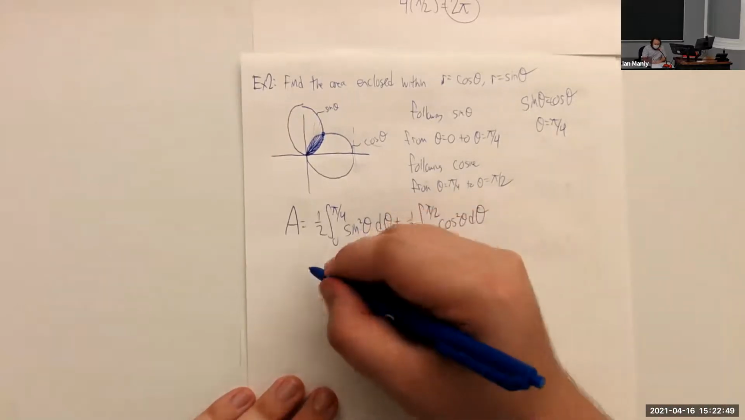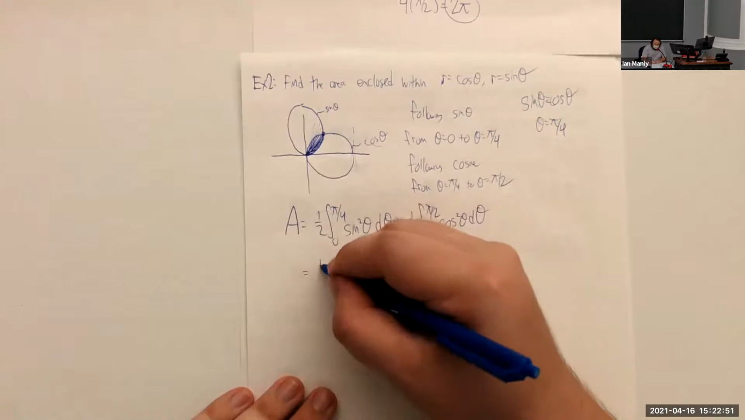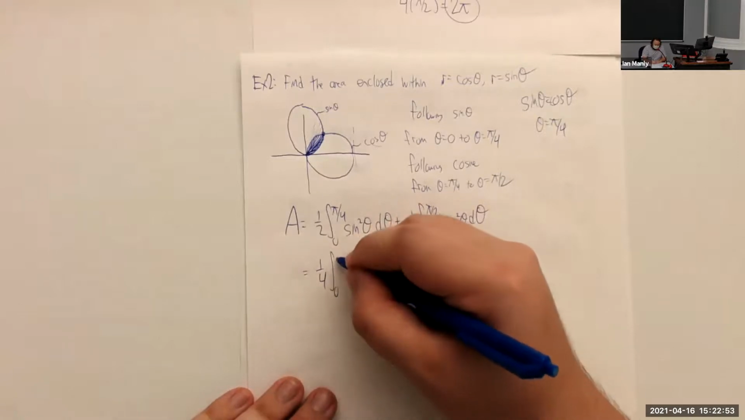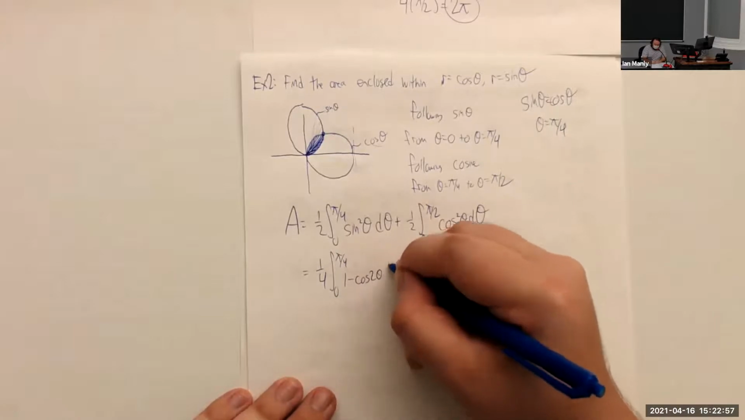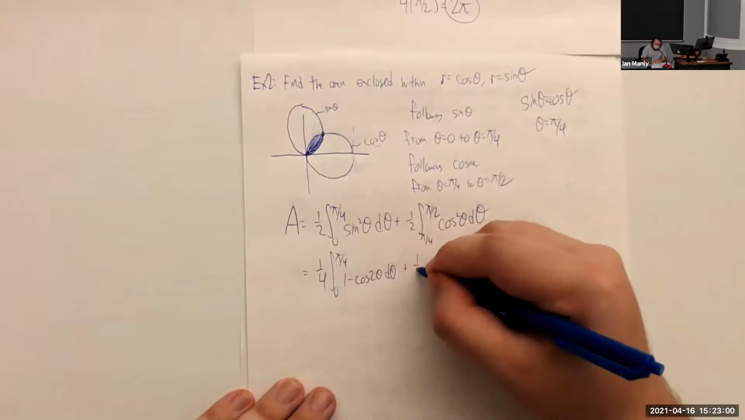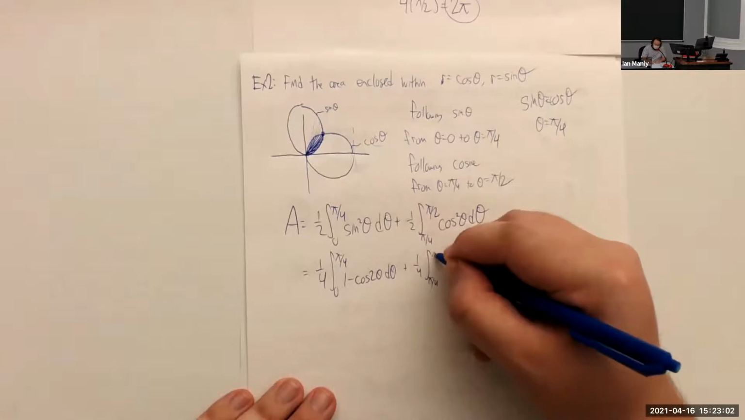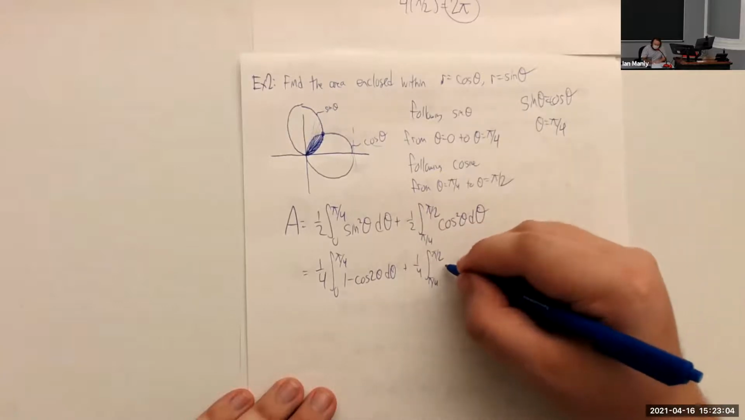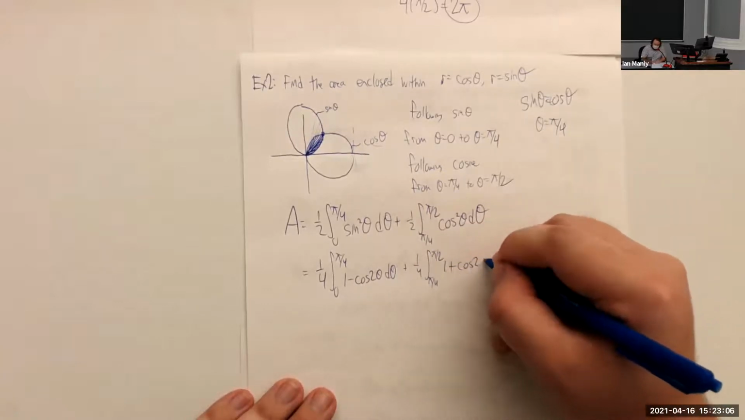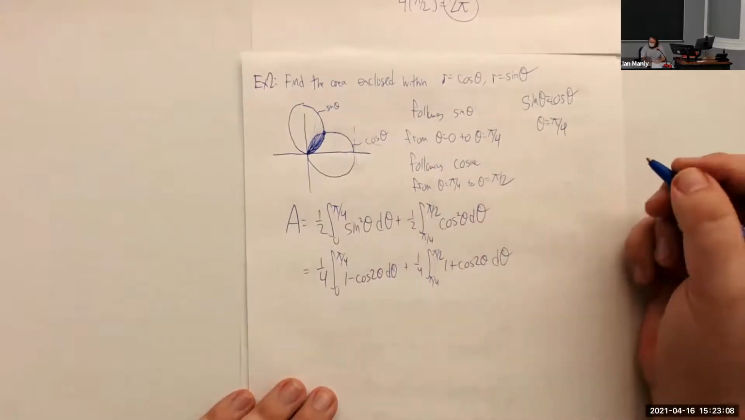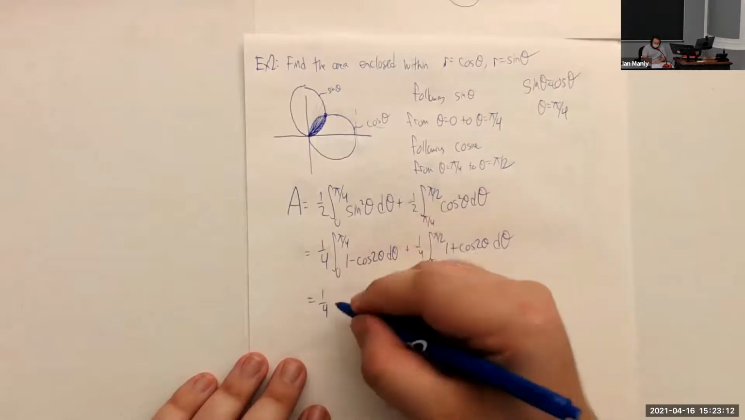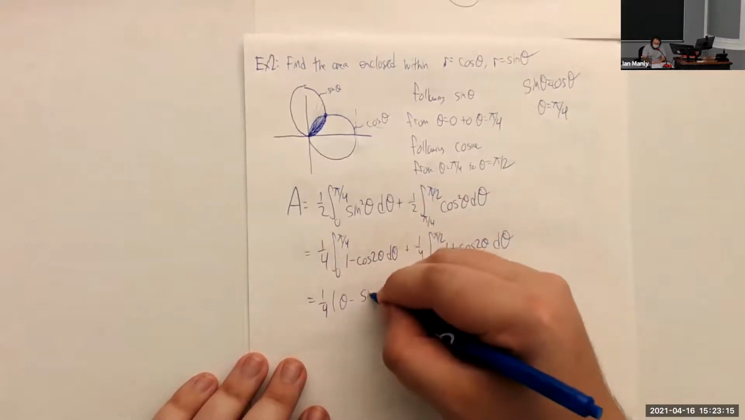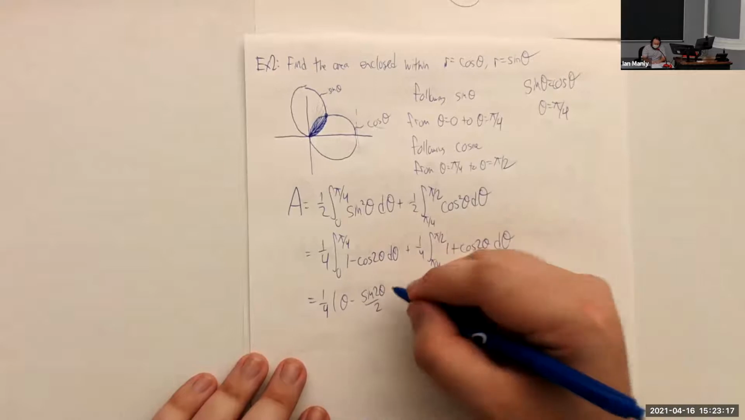So we're going to use the half angle for both of them. So this will be 1/4, 0 to pi over 4, 1 minus cosine of 2 theta, and then 1/4, pi over 4 to pi over 2, 1 plus cosine of 2 theta right here. All right. So we have theta minus sine of 2 theta over 2.